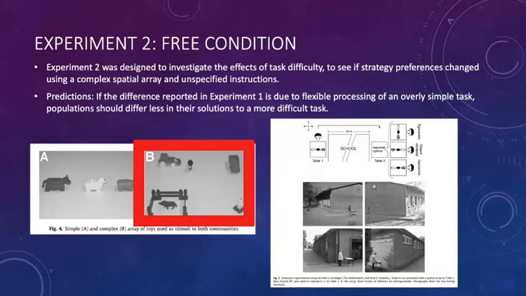Experiment 2. Experiment 2 was the free condition and was designed to investigate the effects of task difficulty to see if strategy preferences changed using a complex spatial array and unspecified instructions. Participants were shown one of 3 different complex arrays, which included 6 toys, without additional instructions. If the difference reported in experiment 1 is due to flexible processing of an overly simple task, populations should differ less in their solutions to a more difficult task.